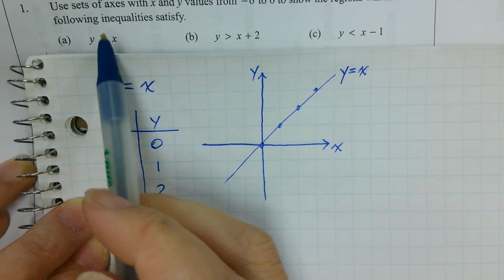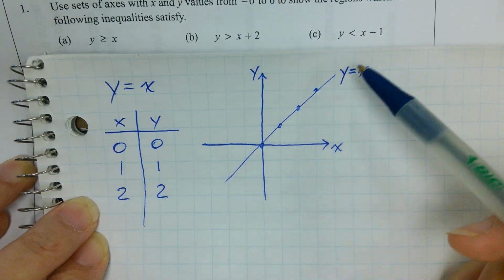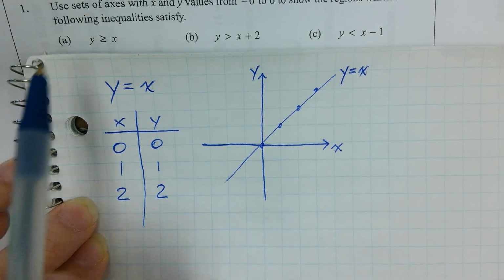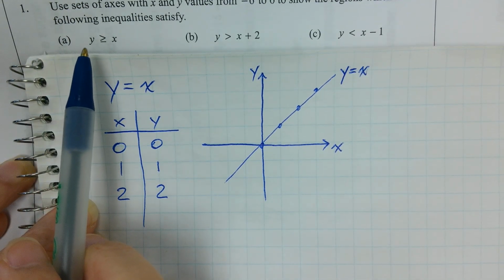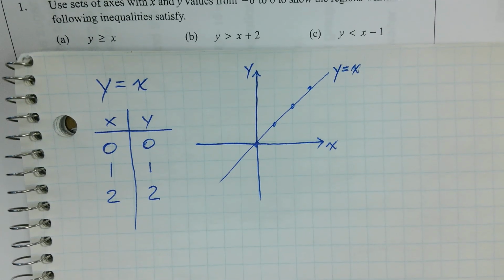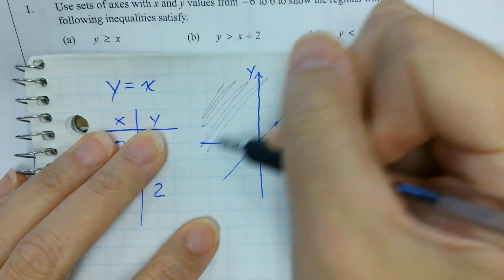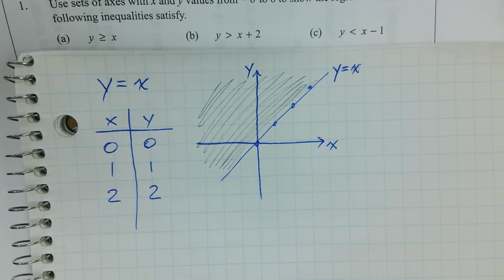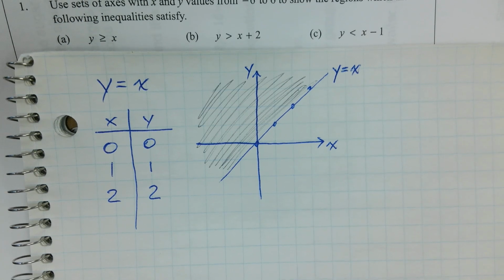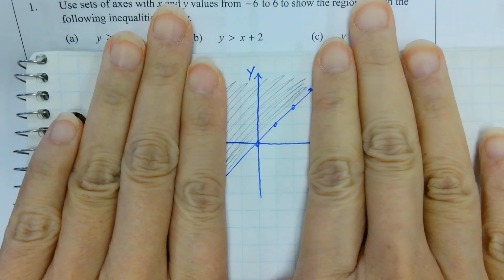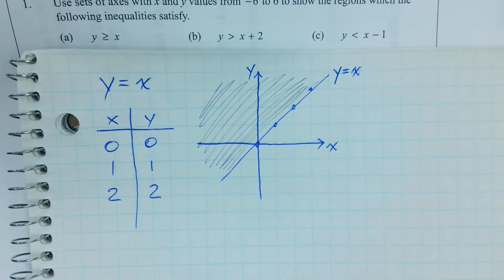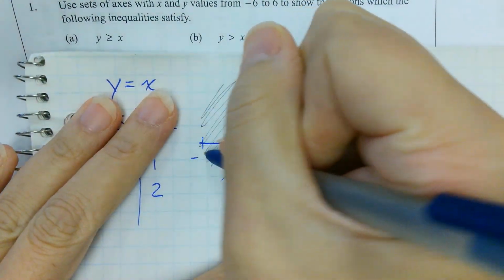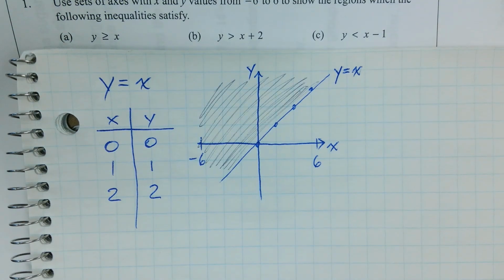Now, because it's an inequality, I don't want just a straight line. I need to shade in. So y is greater means I need to shade in which part? Top part. Right. When it's greater, that means I shade in above my line. They just want from here to here, between -6 to 6, something like that. Okay.